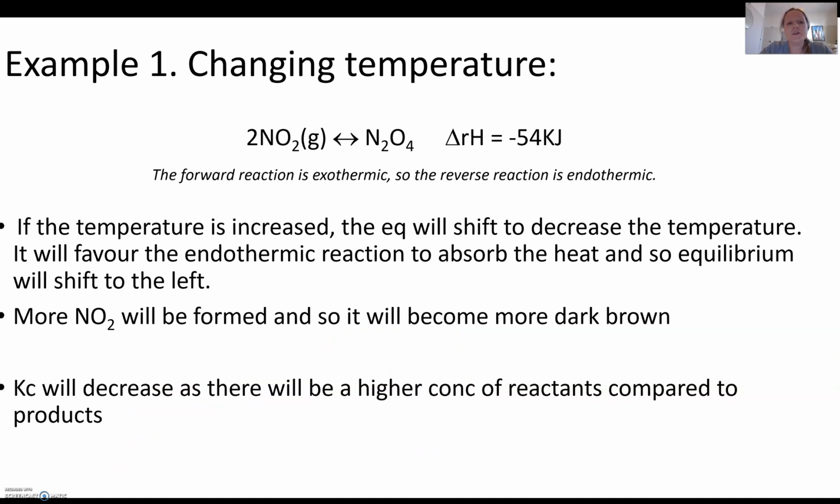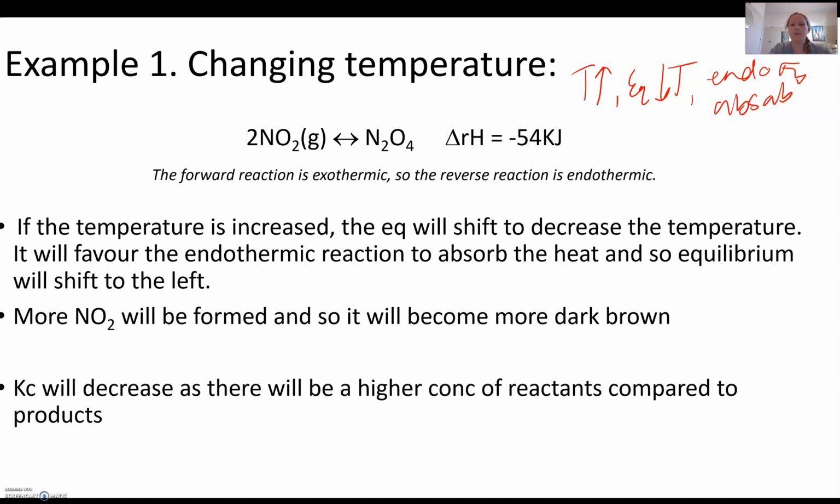Okay, so using the same example, we know that the forward direction is exo and the reverse is endo. So let's say that the temperature is increased. If the temperature is increased, the equilibrium is going to shift to decrease that temperature. And how will it decrease the temperature? By moving in the endothermic direction, which will absorb the added heat energy. You must make a link between, once you've said endo and exo, you must say absorb or release, because that gets you the full 2 marks in diploma.